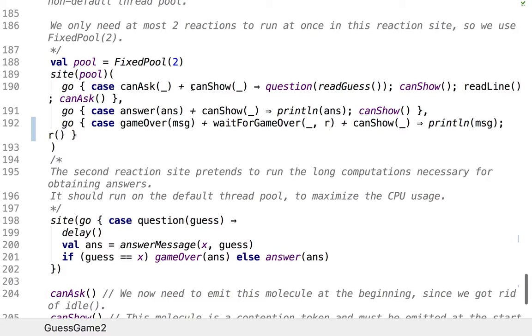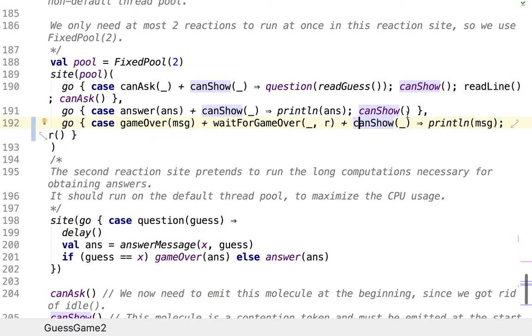So all the reactions that contend on the same input molecule, which means their input molecules contain the same input molecule, like in this example, CanShow, all these reactions must be within one reaction site. And this is because this molecule, when emitted, will go to the reaction site and will be stored in the internal storage at that site.